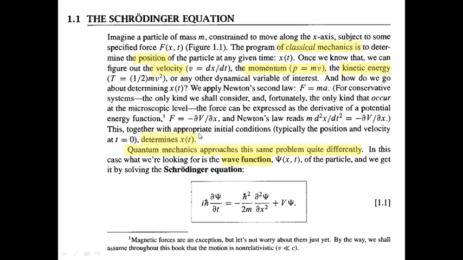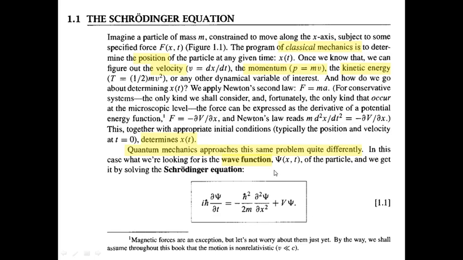But the same problem, when taken from the quantum mechanical point of view, the approach is entirely different. In this case, we are looking for the wave function represented by the term psi(x,t). And this wave function can be obtained by the solution of the Schrödinger equation, which is shown in equation 1.1.